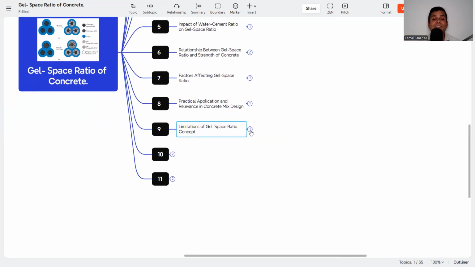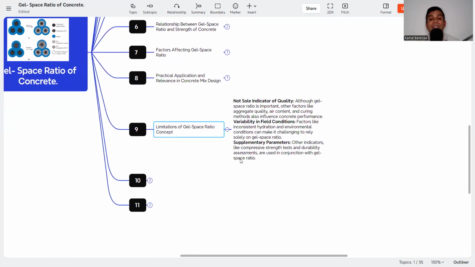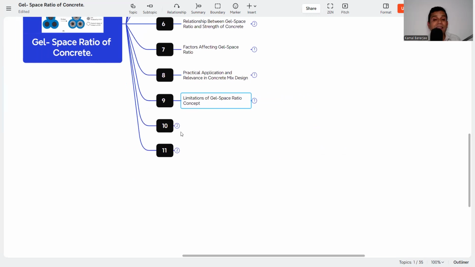Then what is the limitation of the gel space ratio concept? There is also a limitation. It is not the sole indicator for quality. Although gel space ratio is important, other factors like aggregate quality, air content, and curing methods also influence the concrete performance. So the gel space ratio is not the only factor for concrete strength and durability, other factors are also important. Then variability in the field condition. Factors like inconsistent hydration and environmental condition can make it challenging to rely solely on gel space ratio. That is the limitation. And then supplementary parameters. Other indicators like compressive strength, stress, and durability assessment are used in conjunction with the gel space ratio. So these are a few limitations about the gel space ratio that we also need to take care of whenever we are selecting the concrete.